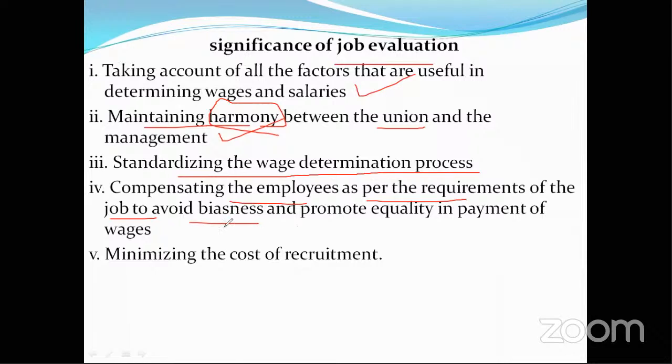So it avoids biasness. Biasness means partisanness. If a particular person belongs to my caste, my religion, my sect, my sex, or my region, I may be biased towards them. So in order to eliminate those kinds of biases, job evaluation is a must.